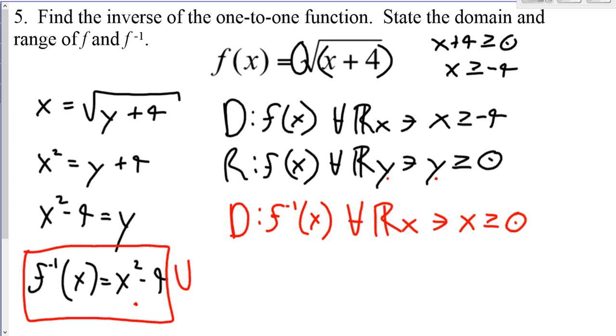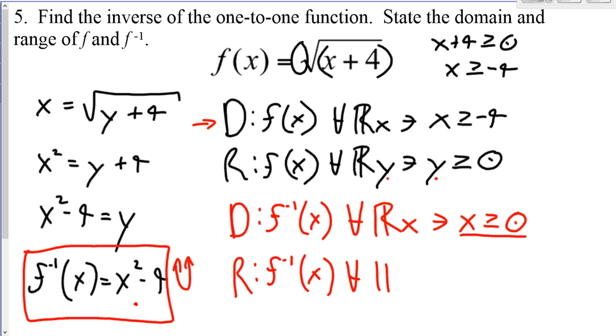And I know a parabola wouldn't pass a horizontal line test, but now I see I get my restriction in here, and that's going to satisfy that horizontal line test in that one-to-one function. So then my range. So the range will come from my domain here, but I'm still talking about y. So I've got f of negative 1 of x for all real y's such that y is greater than or equal to negative 4.